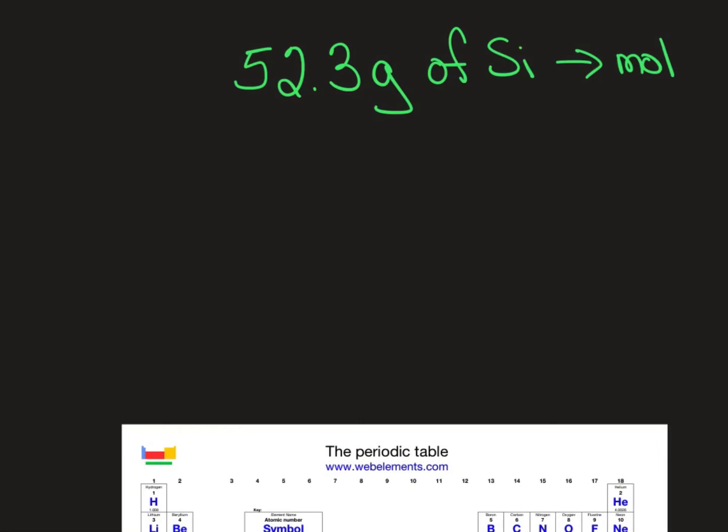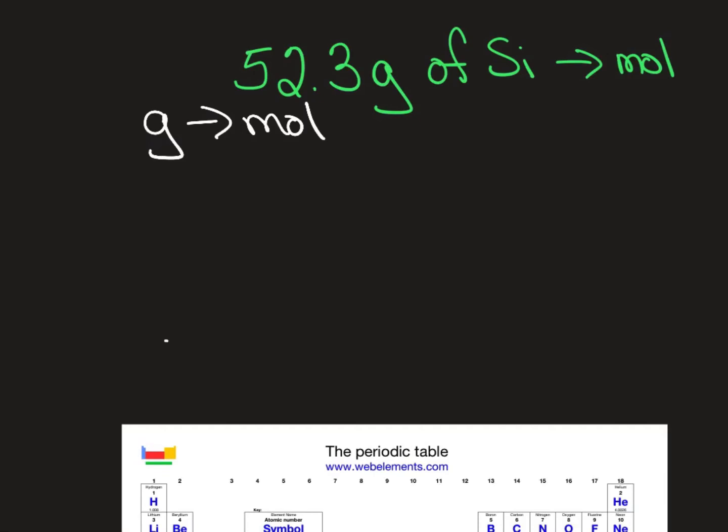Let's do one more problem. In this problem, we're just going to have an element. So it's not a compound, it's just one element. So actually, this is probably the easiest of all of them that we've done in this video. All right, so the problem here is 52.3 grams of silicon to moles. So we are converting from grams to mole.